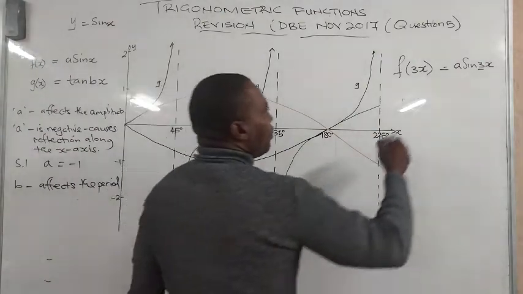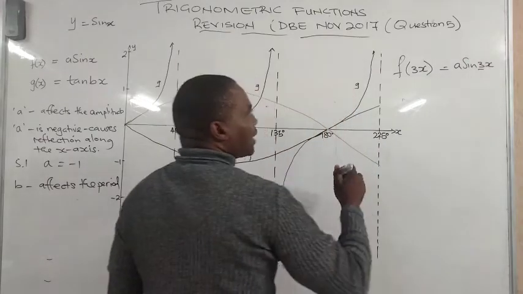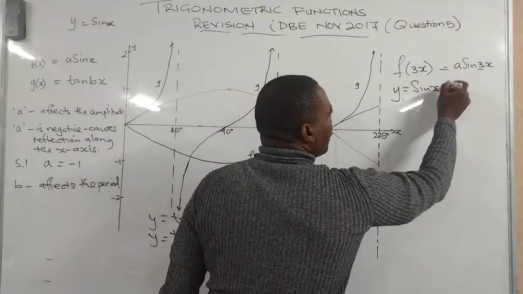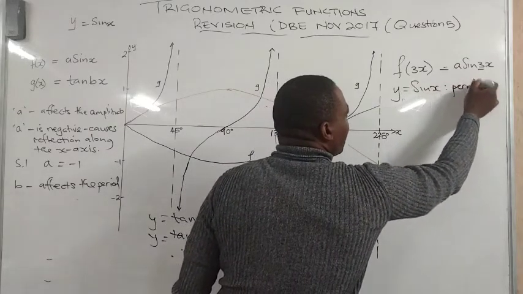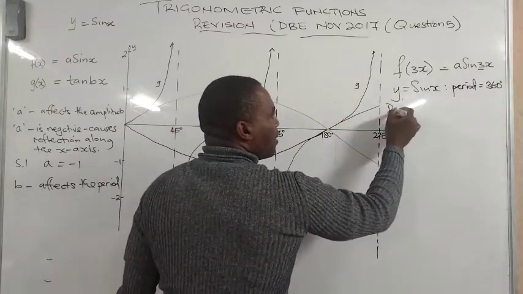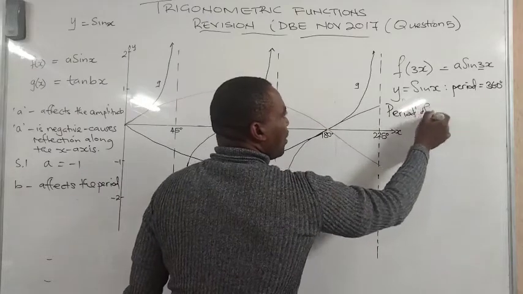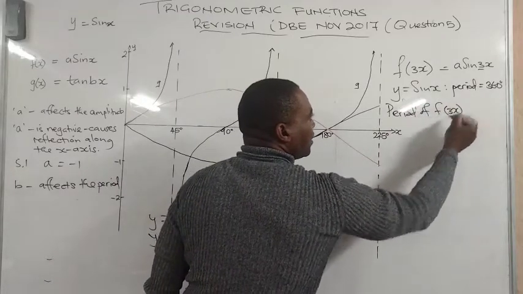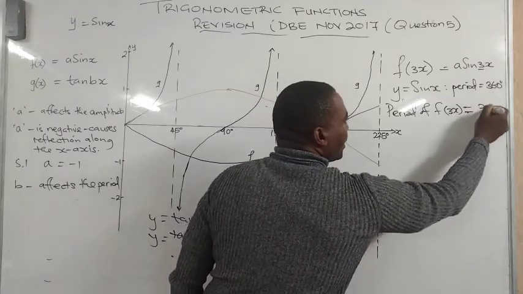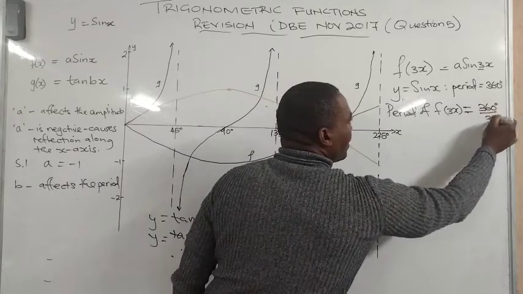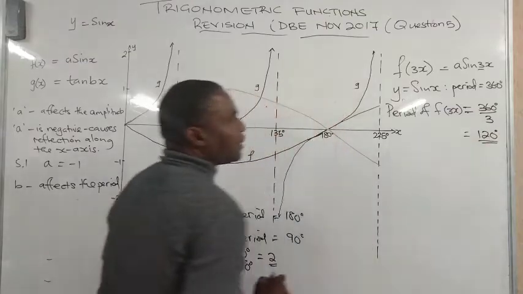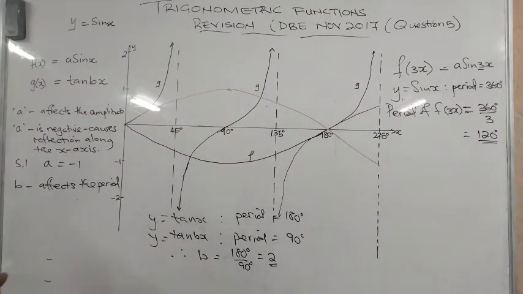We know the period of the graph of sin x is equal to 360 degrees. So the period of f of 3x, we are going to divide 360 by 3, which will give us 120 degrees. That will be the new period there.